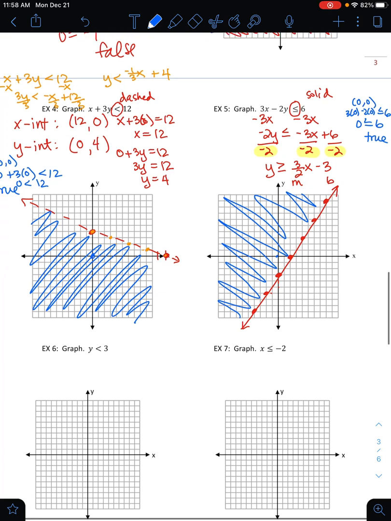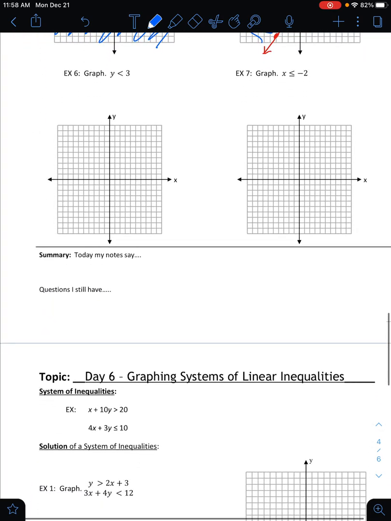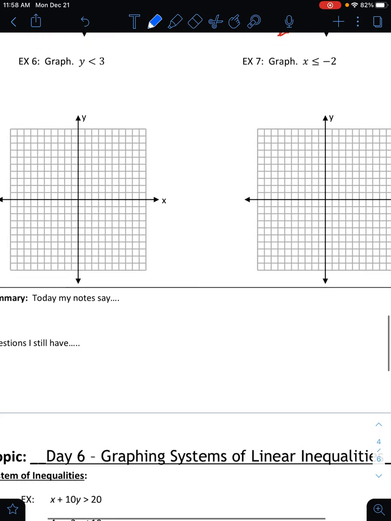Okay, I want you to look at 6 and 7 for a minute. These are what we usually call special linear equations, because there's only one variable. You might remember how to graph these, but you very well may not. So here's what I want to recommend for graphing one variable equations.